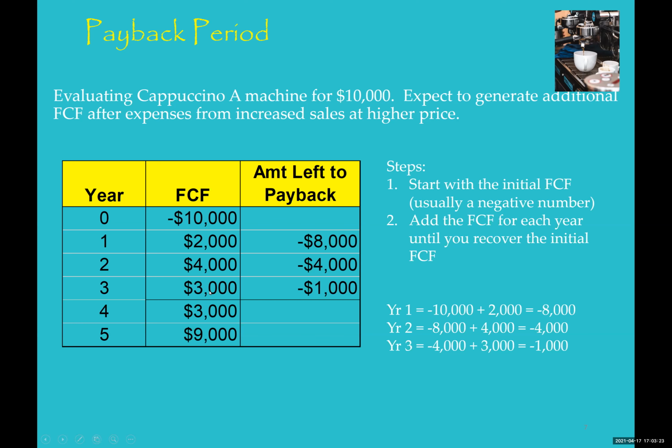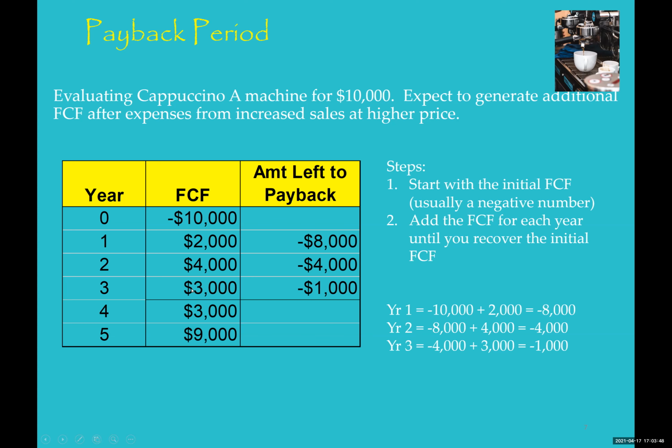Add the positive 3,000 you expect in incremental free cash flow in year three to the negative 4,000 that you have to break even, and you have negative 1,000. So here it is here on the side for years 1, 2, and 3. Notice if you add the free cash flows for years 1, 2, and 3, the 2,000, the 4,000, and the 3,000, that's a total of $9,000.